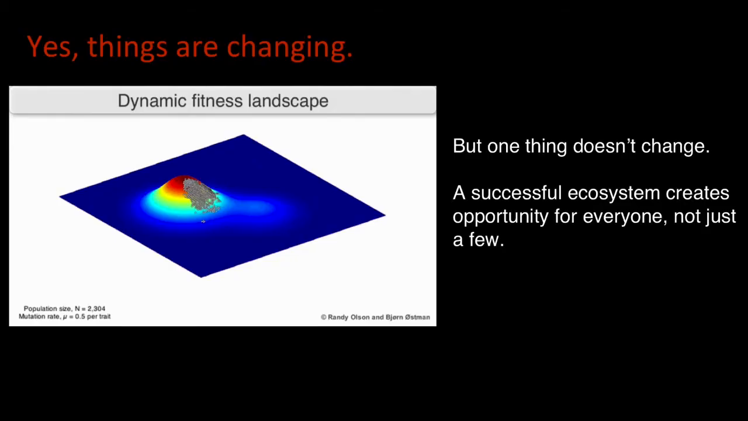Because one thing doesn't change. We know that a successful ecosystem creates opportunity for everyone, not just for a few. And if you don't create opportunity for everyone, if you don't make a balanced ecosystem, all the organisms that can't make it are going somewhere else. An economy is a lot like that. And the thing is, an economy is a human construct. Unlike natural phenomena, we write rules for how an economy works. And we take those rules so for granted that we forget that we wrote them. We think it just works that way.